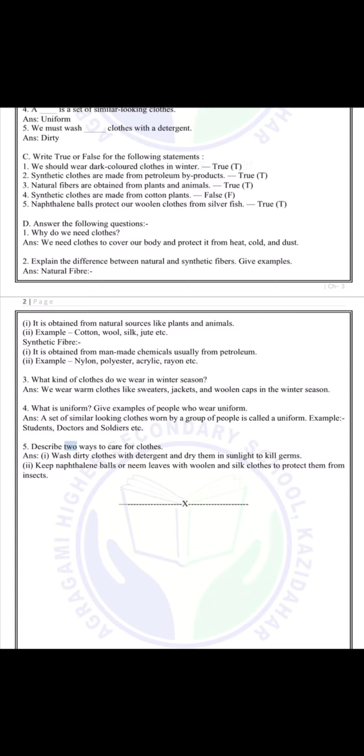5. Describe 2 ways to care for clothes. Answer. 1. Wash dirty clothes with detergent and dry them in sunlight to kill germs. 2. Keep naphthalene balls or neem leaves with woolen and silk clothes to protect them from insects.